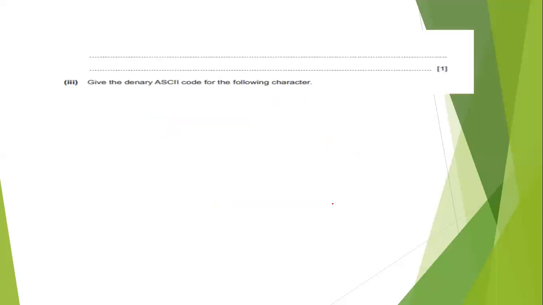So moving to next. Give the ASCII code for the following character. This question is basically missing. Leave it.